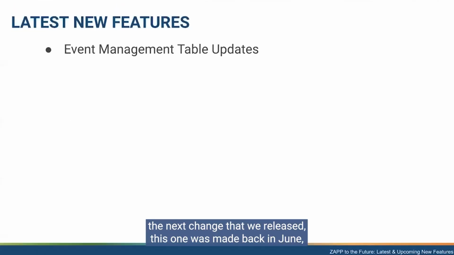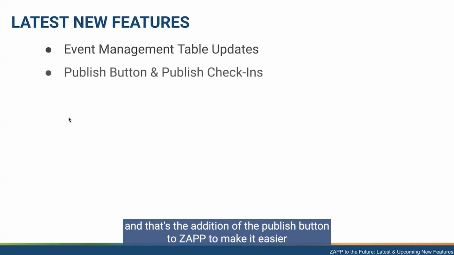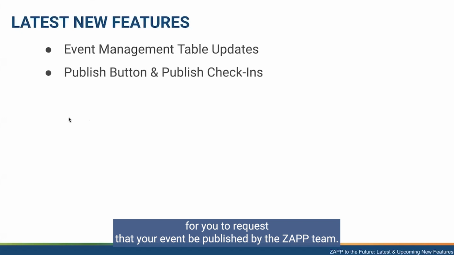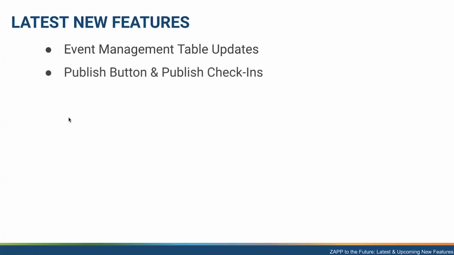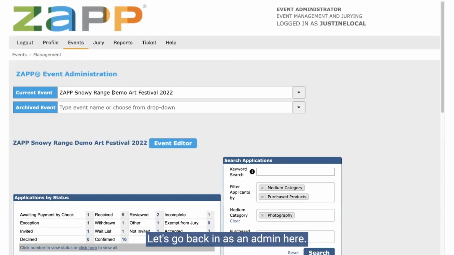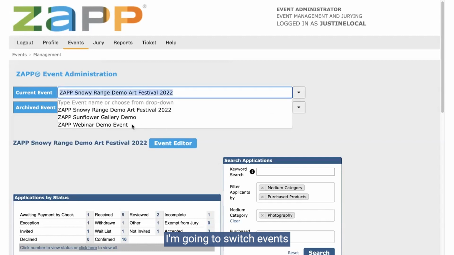The next change that we released, this one was made back in June, and that's the addition of the publish button to ZAPP to make it easier for you to request that your event be published by the ZAPP team. Let's go back in as an admin here. I'm going to switch events.